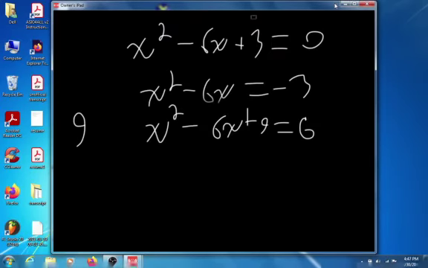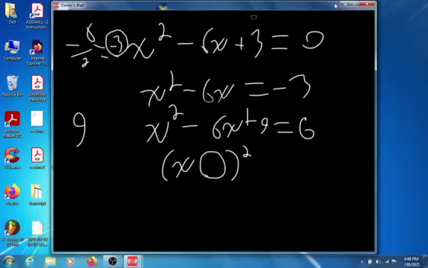So now we have x squared minus 6x plus 9 is equal to 6. If you remember a couple steps before, we divided negative 6 by 2. So that's also a magic number. Negative 6 divided by 2 is equal to negative 3. This is the second magic number. So remember negative 3.